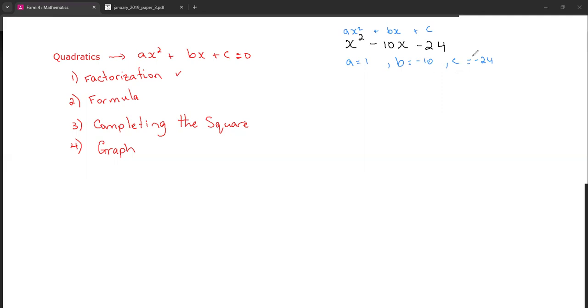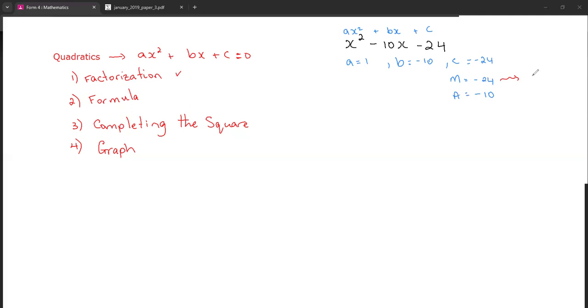First step is you multiply your C by your A. When I multiply those two, negative 24 times 1, that will be negative 24. And we want to know two numbers which when added at the same time will give us the number in front of x, which in this case is negative 10. What we are going to do is look at all the possible ways I could multiply to get the negative 24.